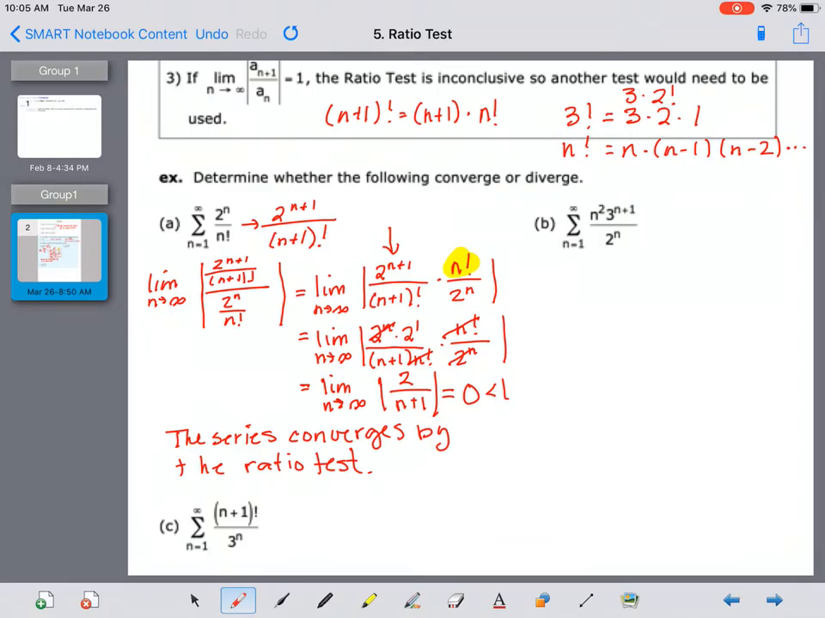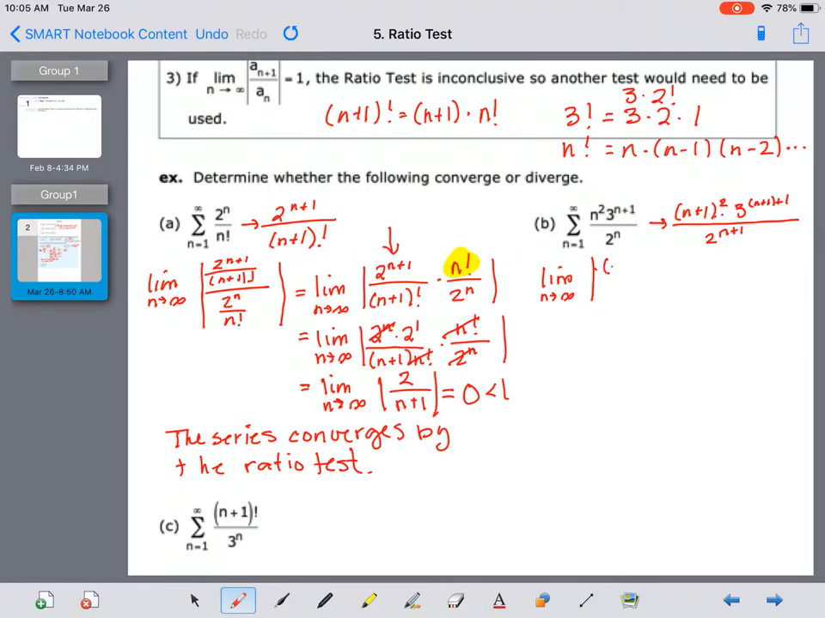So again, what I'm going to do is everywhere there's an n, I'm going to put an n plus 1. This one's going to get pretty tricky. So we're going to do that. Okay, so now I'm ready to start my limit. So the limit, as n approaches infinity, of the absolute value. And I'm starting with my n plus 1 term. So I'm going to start splitting it up.